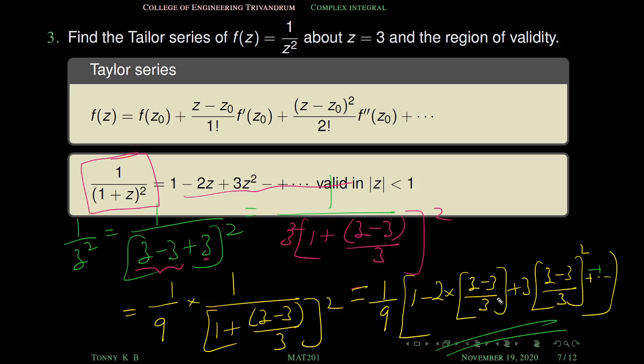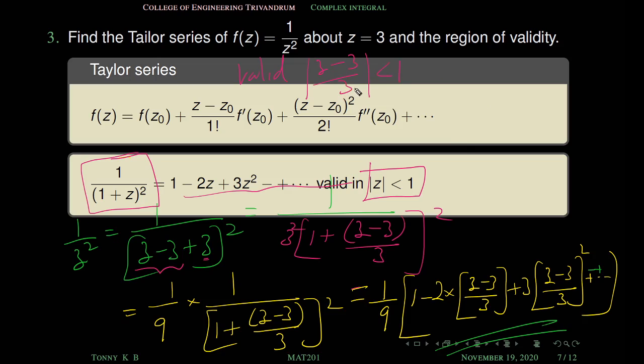Then there is an immediate question. What is the region of validity? We know that this Maclaurin series is valid only when mod z is less than 1. Here instead of z, our value is z minus 3 by 3. So this series is valid when modulus of z minus 3 by 3 is less than 1, right?